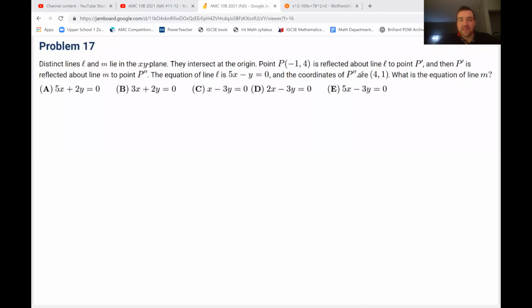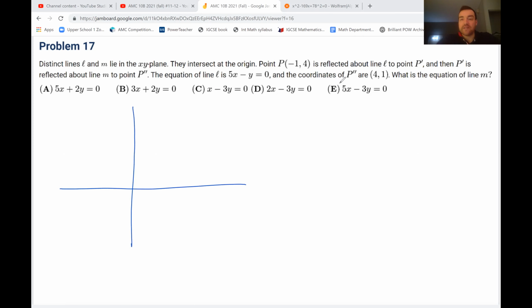Okay, so this problem says distinct lines L and M lie on the XY plane. They intersect at the origin. Point P (-1, 4) is reflected about line L to point P prime, and then P prime is reflected about line M to point P double prime. The equation of line L is 5x minus y = 0, and the coordinates of P double prime are (4, 1). What is the equation of line M? This problem is all about perpendicular bisectors and midpoints, and doing a whole lot of annoying arithmetic with annoying fractions without a calculator. That's pretty much what this problem is.